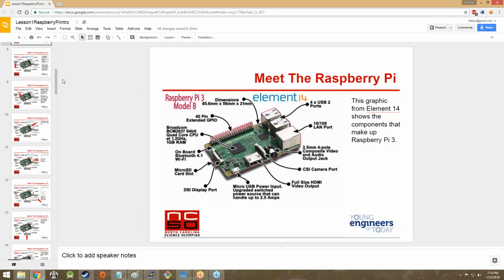Raspberry Pi's chip is a Broadcom BCM2837 64-bit quad-core CPU at 1.2 gigahertz with 1 gig of RAM. The RAM is separated. That doesn't really necessarily mean a whole lot, but that's what it is.